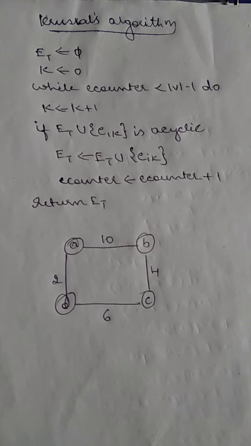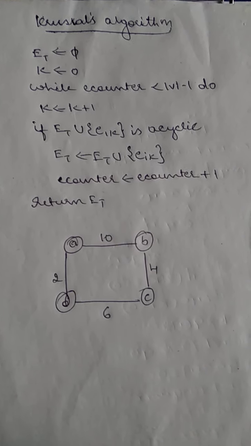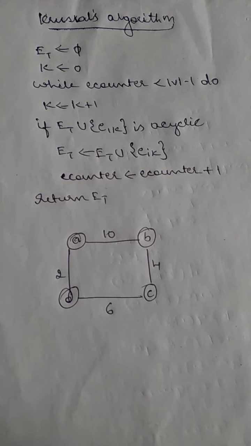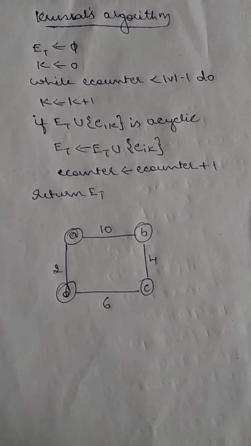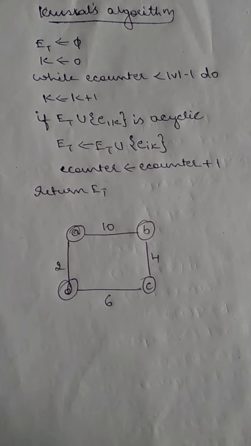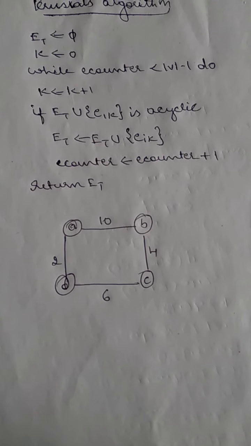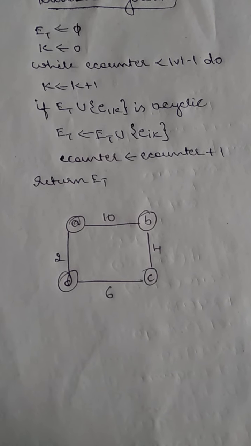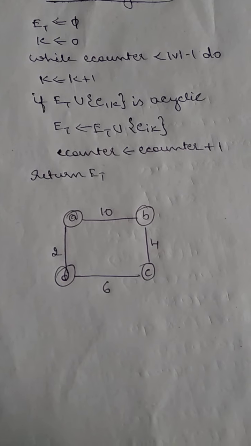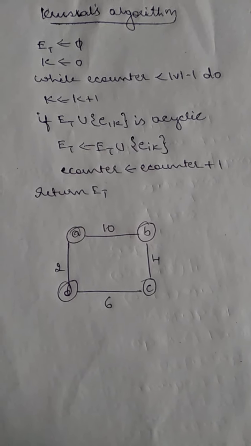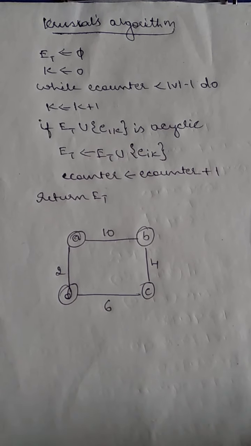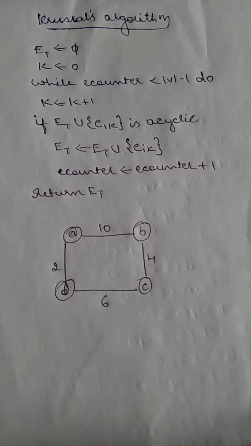Everyone, today we'll see another technique for the minimum spanning tree, that is Kruskal's. In the last video we studied Prim's algorithm. Today I'm going to explain Kruskal's algorithm. It is also used to get the minimum spanning tree out of a weighted connected graph. It is similar to Prim's algorithm, but there is some slight difference between the two.